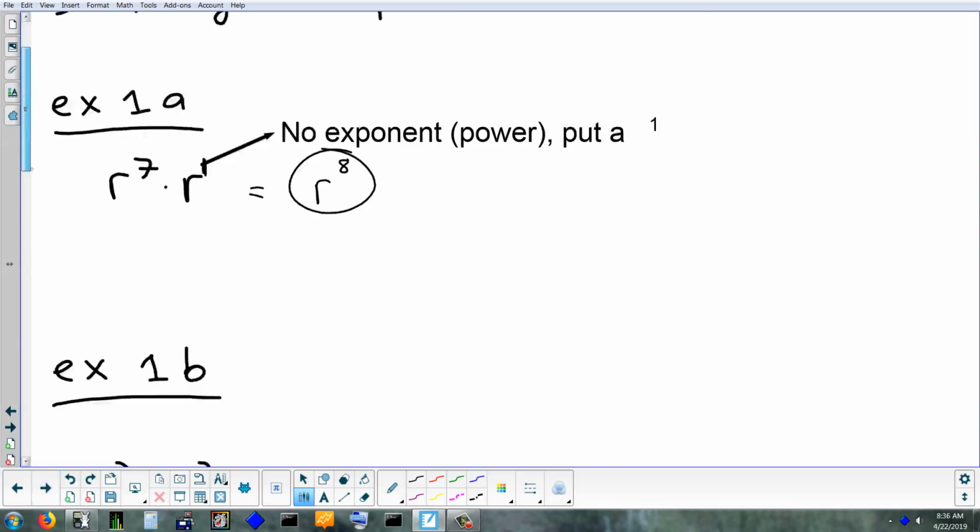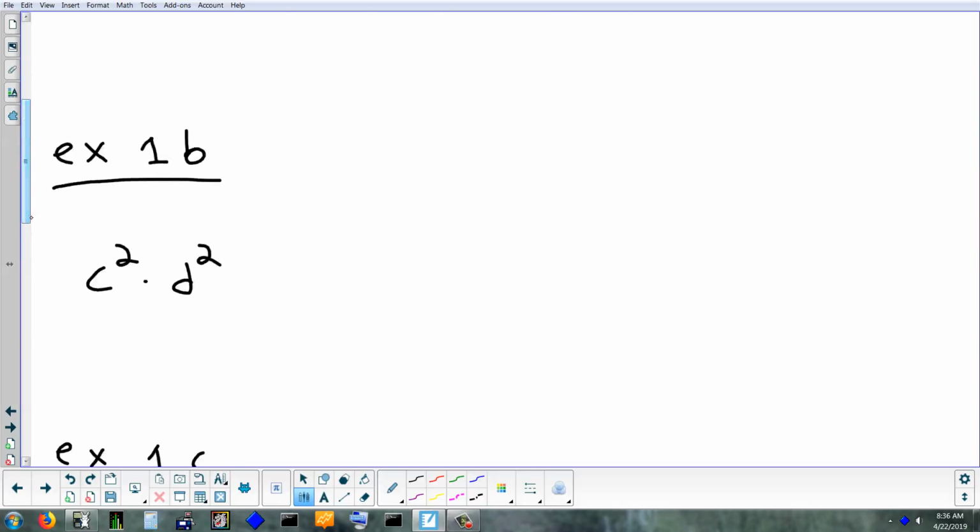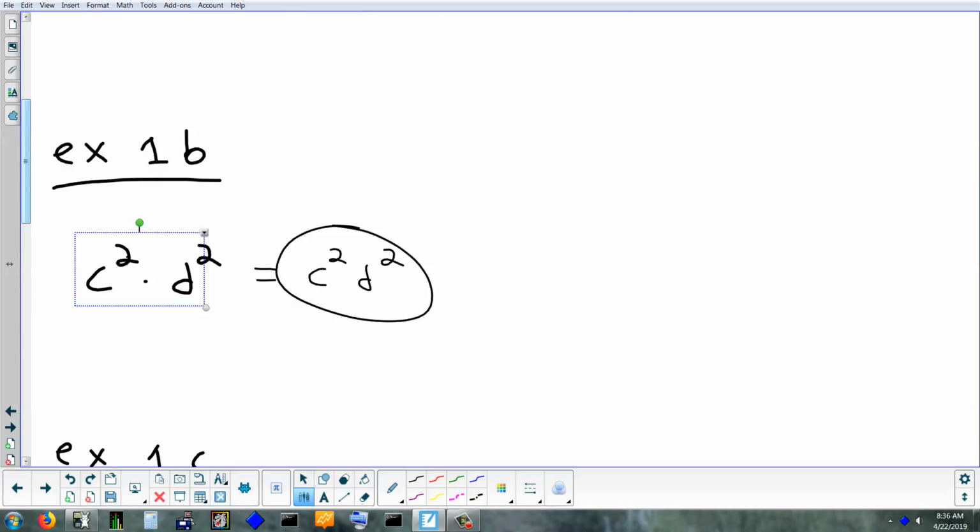All right, let's look at 1B. Simplify if possible. Okay, first question you ask yourself: can that be simplified? No. Why not? Because they have different bases. The 2 and the 2 are the same, but that doesn't matter, those are the exponents. We don't need the exponents the same, we need the base the same. So all we can do here is write c squared, d squared. If you put the dot between it, it means the same thing. If you don't put the dot, it doesn't matter. So there's nothing you can simplify.